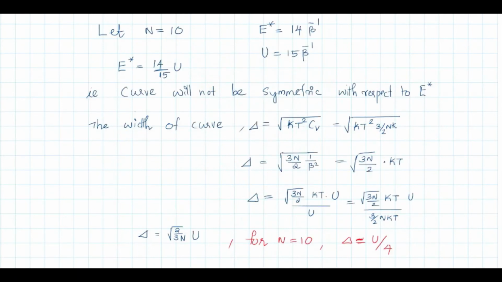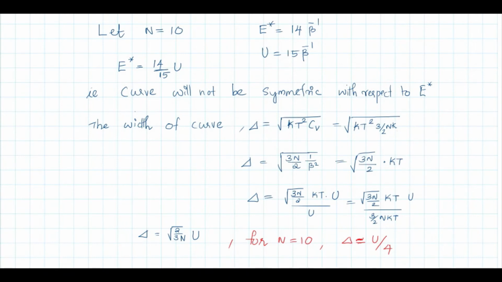So I will calculate square root kT square Cv. Cv is nothing but 3 by 2 Nk, the specific heat at constant volume for a monoatomic molecule. And this k and this k becomes k square. k square T square is 1 by beta square. So it is square root 3N by 2, 1 by beta square. I can write it simply again as kT.